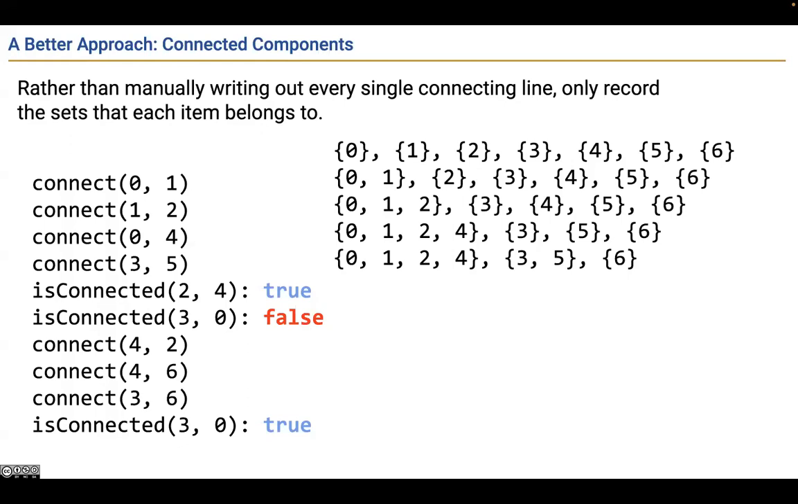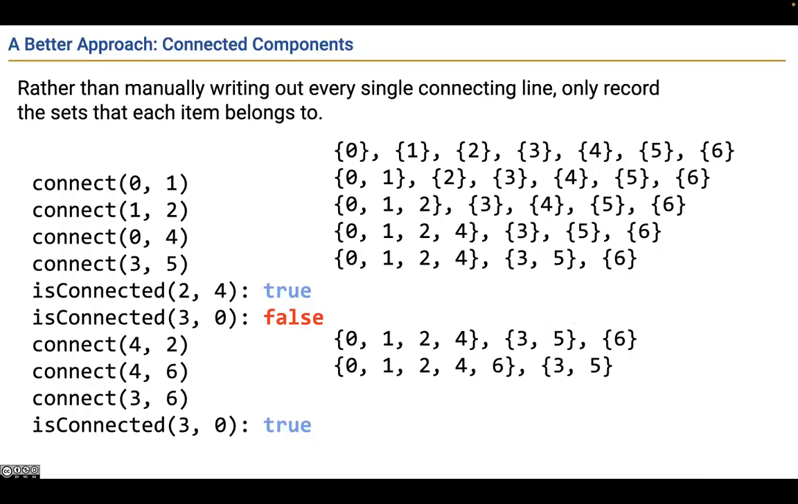I mean, keep going. Okay, 4 and 2 are connected. That one's kind of interesting. It does nothing, because 4 and 2 were already connected. They're already part of the team, so nothing actually changes. What about 4 and 6? Okay, well, now 6 joins the family.